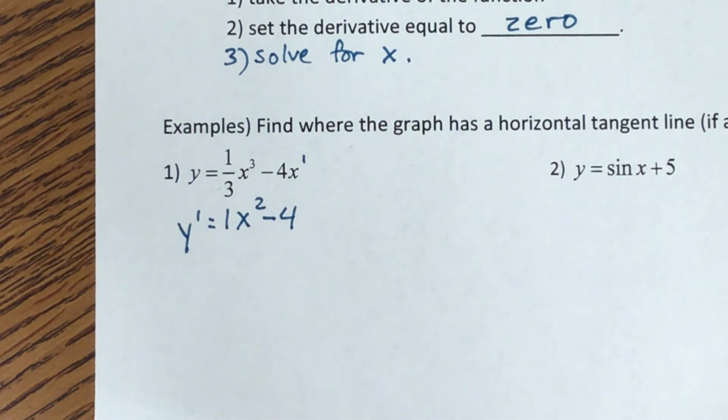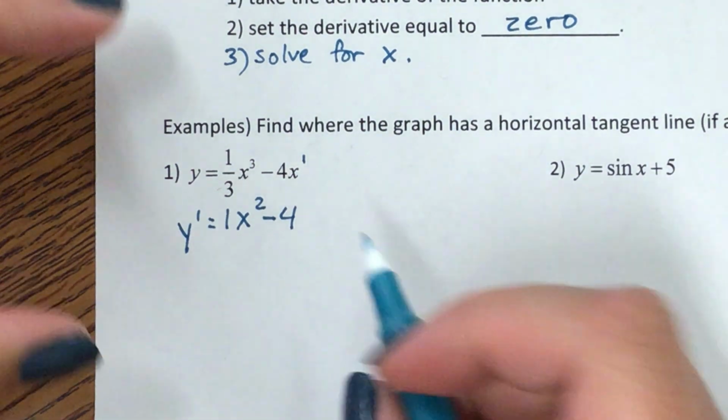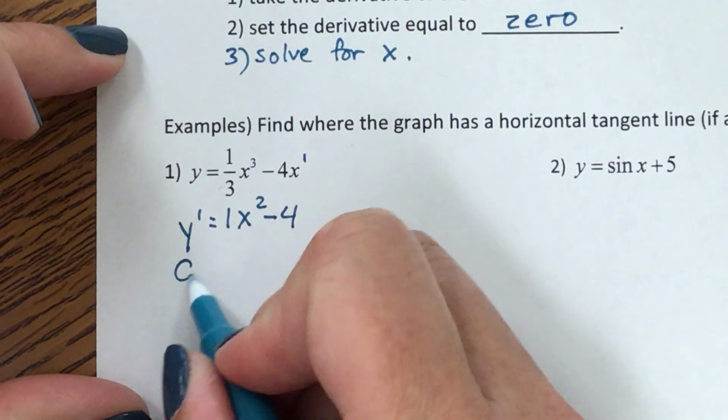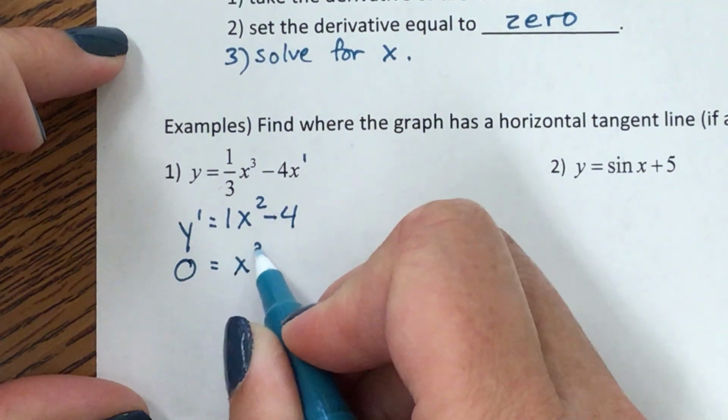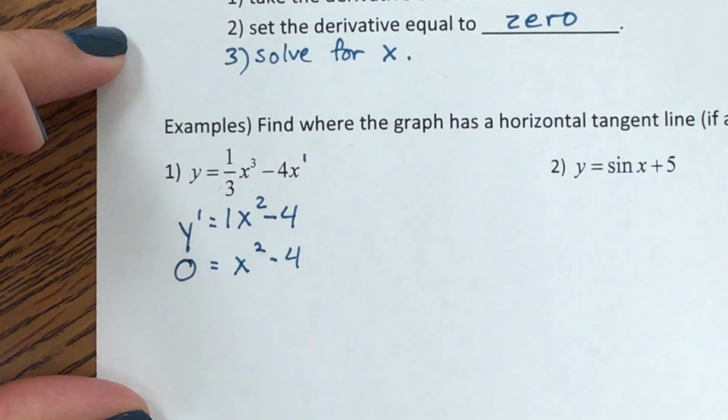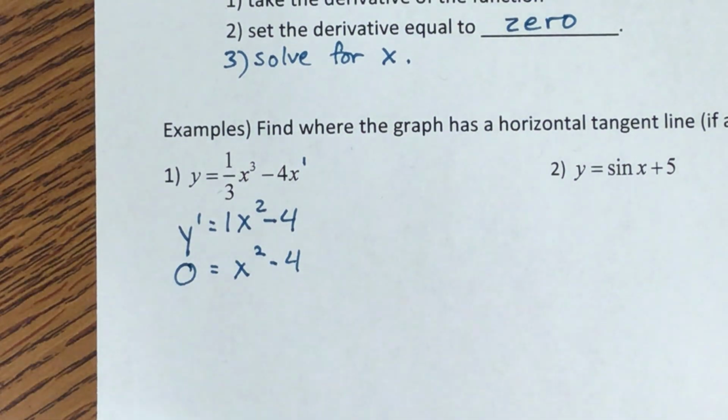Okay, so we've done step 1, take the derivative of the function. Number 2, set the derivative equal to 0. So instead of y prime, you're going to put 0. So 0 equals x squared minus 4. And step 3 is solve for x.